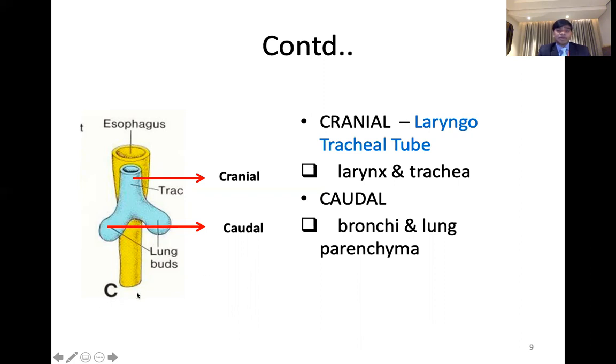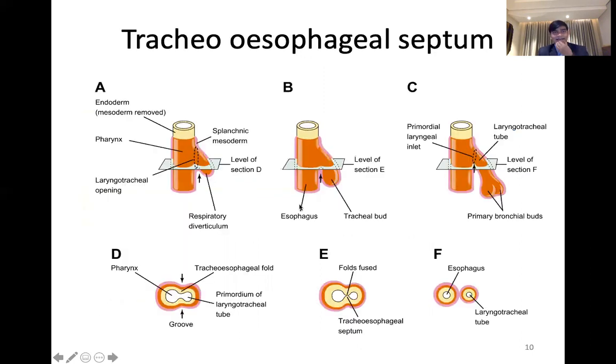Now, when you see the next diagram, as I said, there is a formation of the tracheo-esophageal septum. During this time, the ventrally developing laryngotracheal tube, or in the cross section, you can appreciate this is the primordium of the laryngotracheal tube, will be separated from the future esophagus by a wedge of mesoderm. That's what we call the tracheo-esophageal septum.